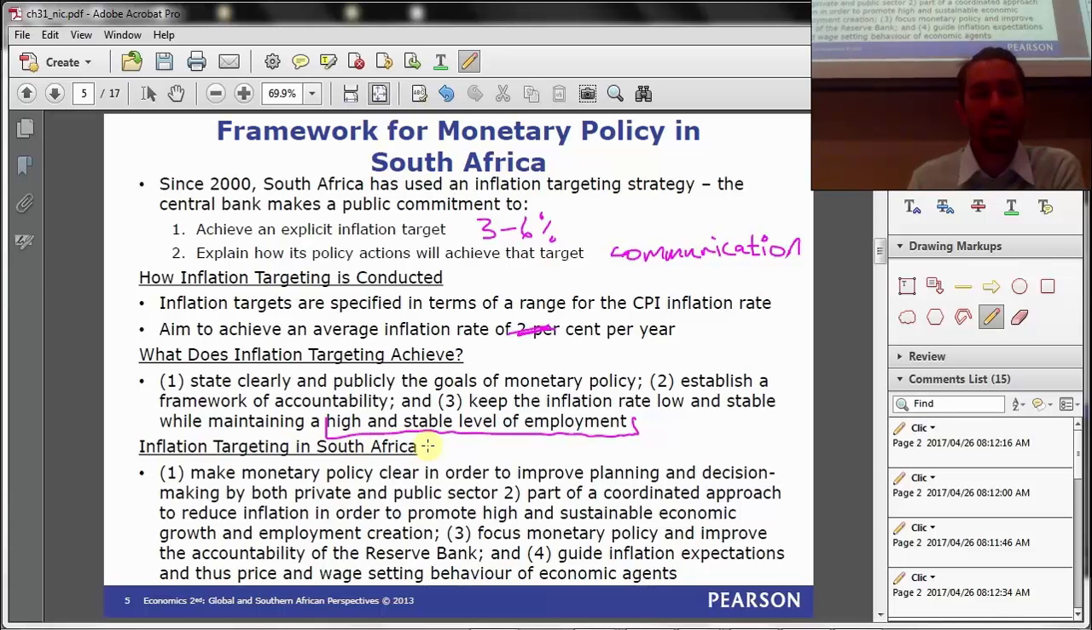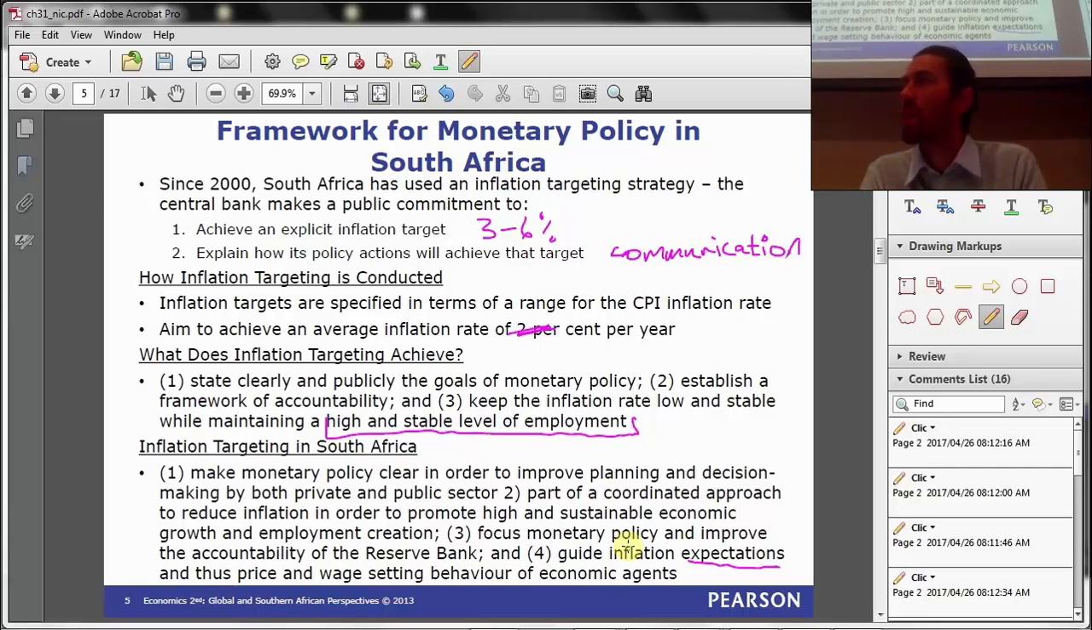Inflation targeting in South Africa. How does this work? Number 1, we make monetary policy clear in order to improve the planning and decision making of both the private and the public sector. Number 2, part of a coordinated approach to reduce inflation in order to promote high and sustainable economic growth and employment. Number 3, focus monetary policy and improve the accountability of the Reserve Bank. Number 4, it guides inflation expectations, so that's important, expectations, and thus price and wage setting behavior of economic agents.